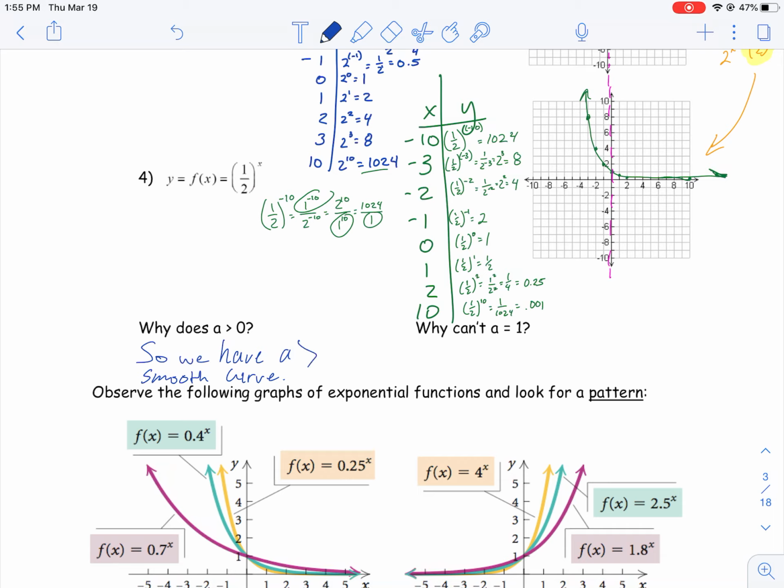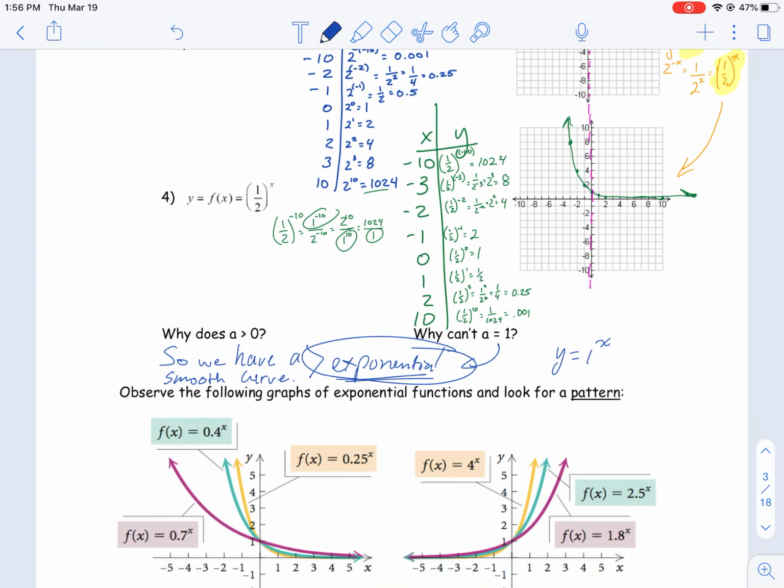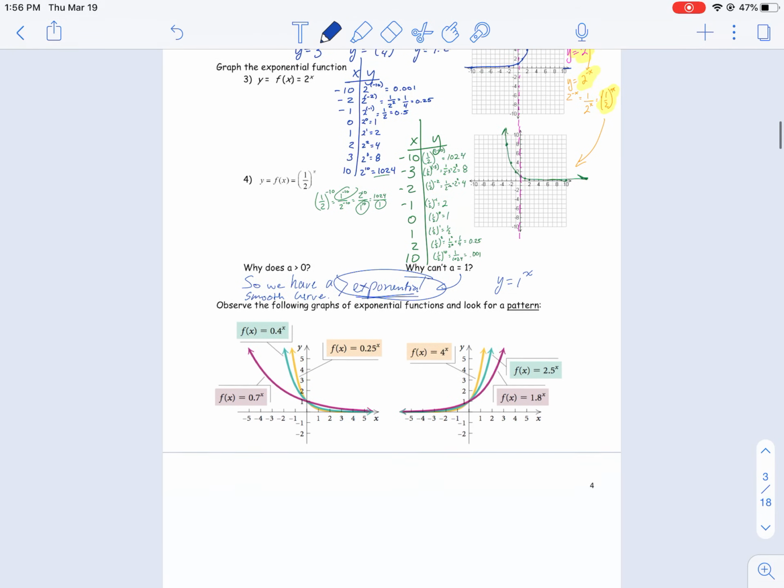And really, it's going to be an exponential growth. If we don't, it won't be exponential growth. And that's the same way here. If you think about a equaling 1, y equals 1 to the x, that's just going to end up being 1 times 1 times 1 times 1 times 1, depending on what x is. And so really, we're interested in exponential growth, even though in some cases we get exponential decay.